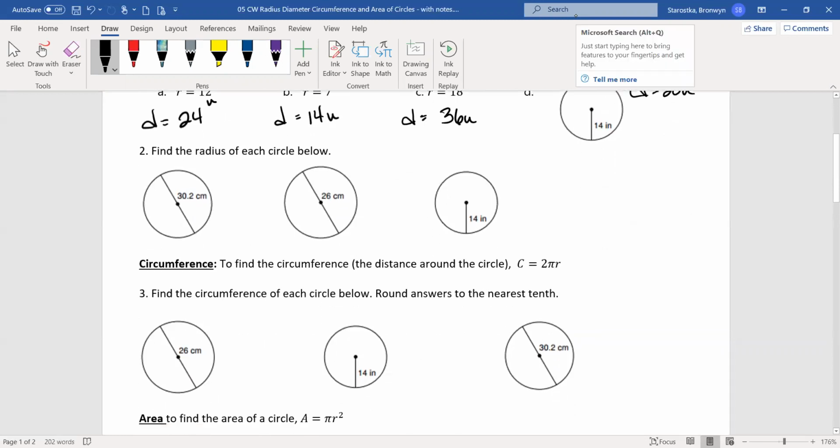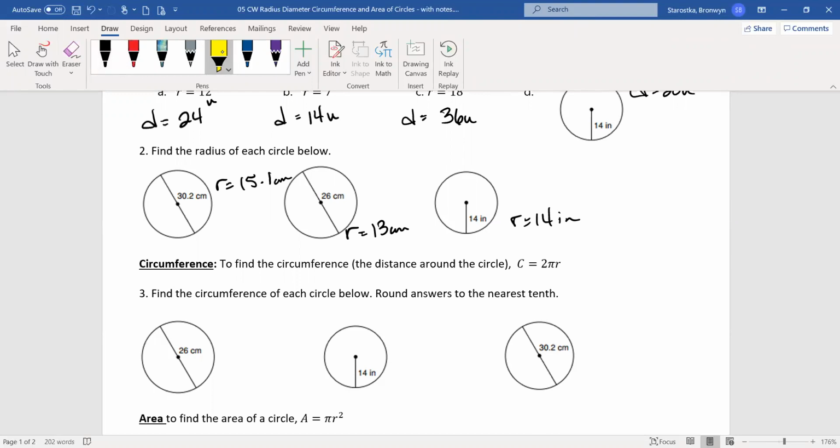Going in reverse, if we want to find the radius, we just half the diameter. Radius, 15.1 units. Radius, well, it's not, sorry, here we go. Not units, centimeters. Radius, 13 centimeters. And look at that, radius, 14 inches. Sometimes they just give it to you.